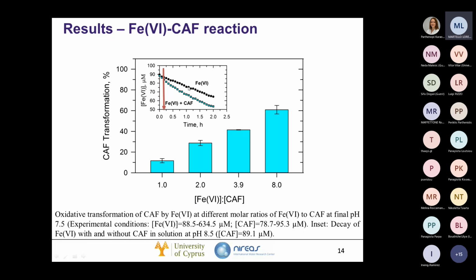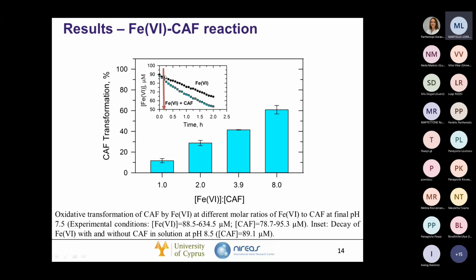And here I'd like to say that in the last 20-25 years, most of the kinetic studies on the iron 6 oxidation reaction were made by monitoring iron 6. As I said, iron 6 has a very characteristic purple color. Then when a researcher wanted to study the kinetics of the reaction of iron 6 with a model compound or a model pollutant, we could monitor the iron 6 using a spectrophotometer, and then study the kinetics of the reaction A plus B, where A could be the iron 6 and B could be the pollutant.